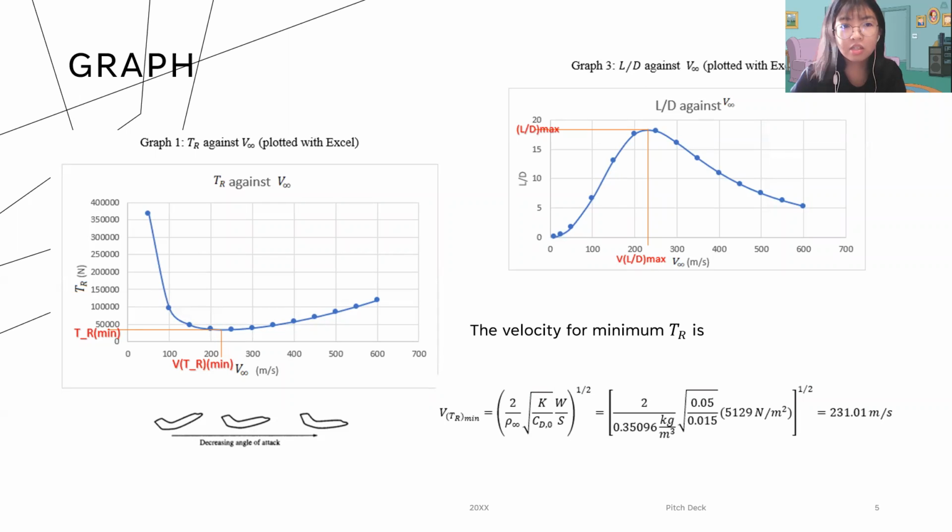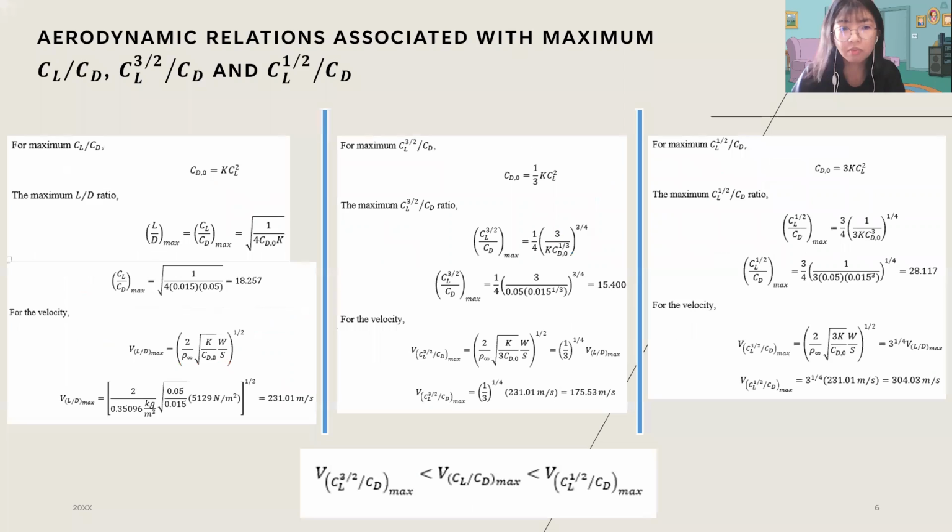The first graph is thrust required against flight velocity. We can see the minimum thrust required is lower than 50,000 Newton, while the velocity at minimum thrust required is around 20 meters per second. The next graph is lift to drag ratio against flight velocity. The velocity for minimum thrust required is around 230 meters per second.